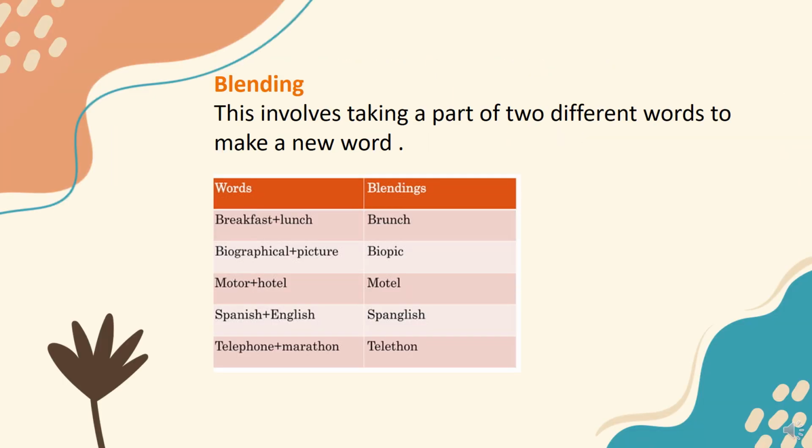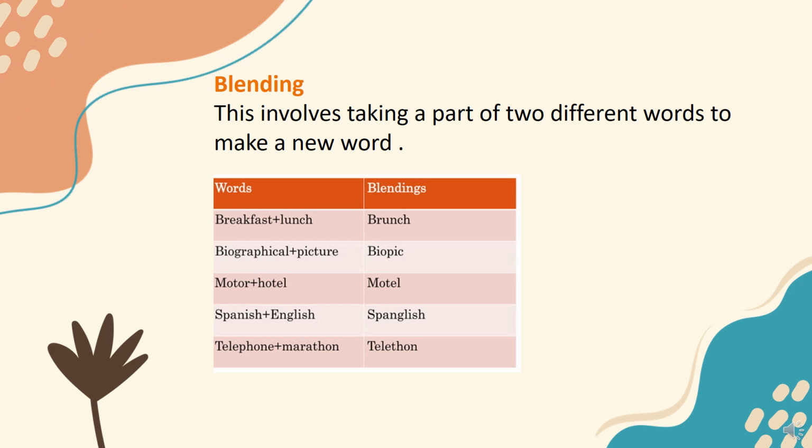Blending. Blending seems to be like compounding, but actually this is not right. They are totally different from each other. Blending involves taking a part of two different words to make a new word. Here we also take two different words and make a new word. But in compounding, we take the word as it is. We take break and fast to create breakfast as it is. We didn't change anything in the words. We take the word as it is.